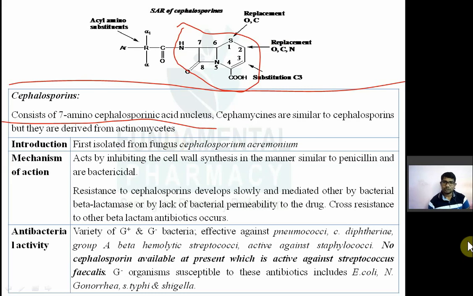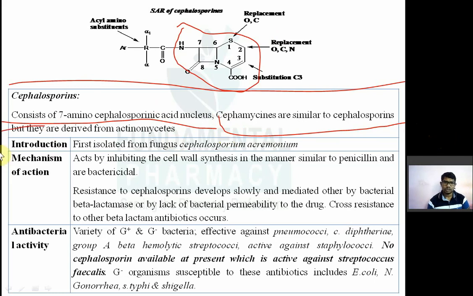Now cephalosporins, cephamycins are also there. The cephalosporin class consists of a group of 2-3 antibiotics, and among them cephamycins also come. Cephamycins are also similar to cephalosporins, but they are derived from actinomycetes.